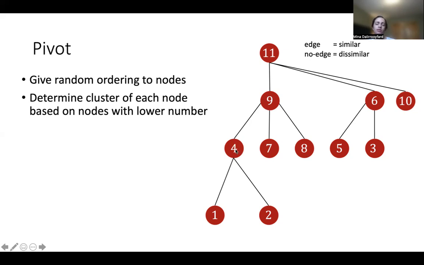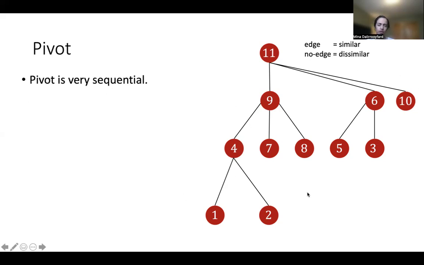Clustering of 4 is determined by 1 and 2. And if we want to know what cluster 11 has, we essentially need to know the cluster of all of these nodes. So pivot is very sequential, and you can also think of it as a recursive algorithm. If we want to know the clustering of 11, we need to first know the clustering of 6, 9, and 10, and then 4, 7, 8, etc. And so this is the recursion tree for 11.